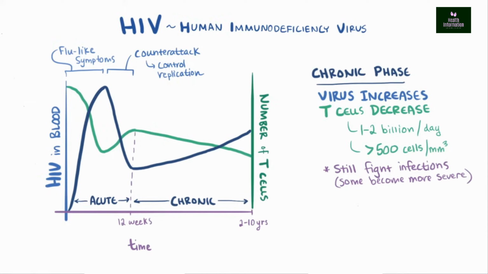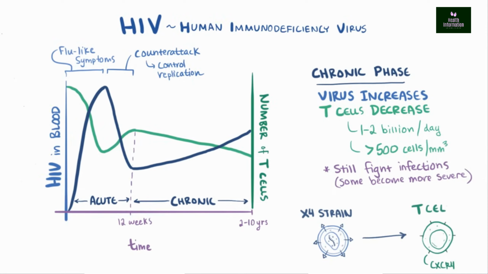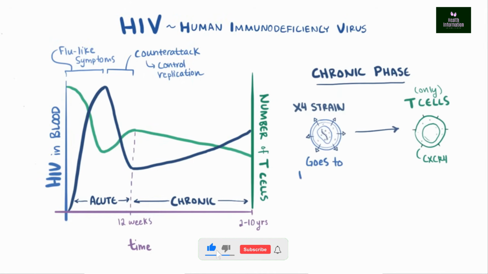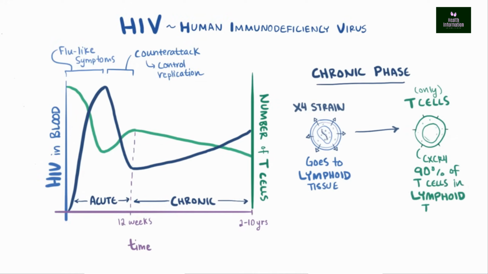Now, remember how HIV can create mutations? Well, during the chronic phase of HIV infection, it's worth pointing out that some patients develop an X4 strain of HIV, which targets the CXCR4 coreceptor, which is essentially only on T cells. These X4 strains kind of lay low in the lymphoid tissues and steadily destroy CD4 T cells, since about 90% of T cells are found in the lymphoid tissue. Not all patients develop the X4 strain, though, so it's not completely clear what the presence of this strain implies about the disease course.